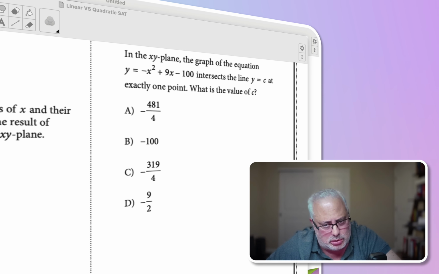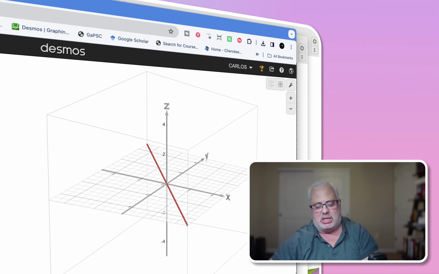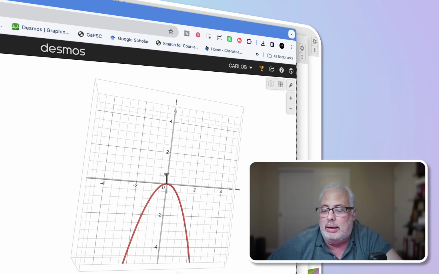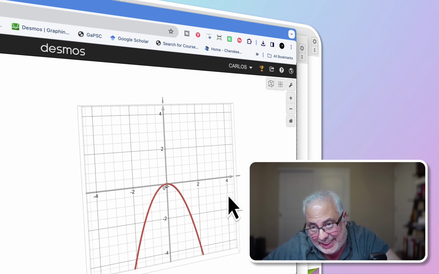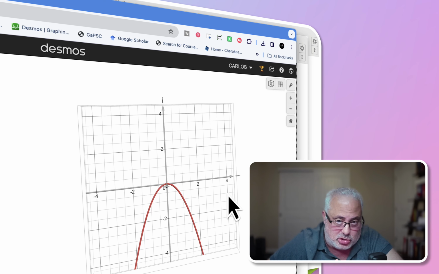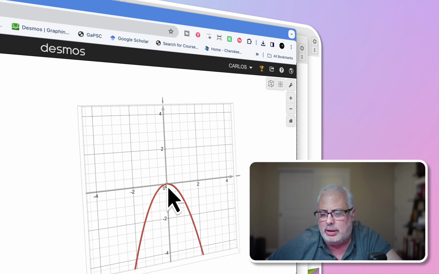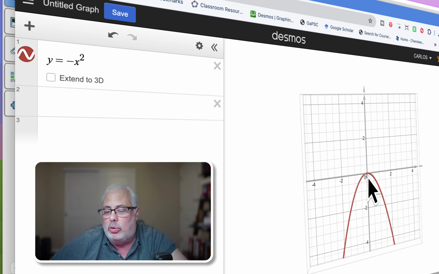If I have a quadratic function, I would like to see the graph, or a similar graph. So look at this Desmos graphing calculator, and I'm going to type y equals minus x to the second power. I want you to see that this parabola is opening downward because the coefficient of the x squared is negative. When the coefficient is negative, the parabola opens downward. So we have a maximum, and we have a vertex right here at 0, 0.